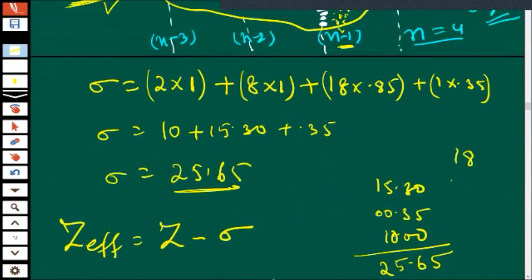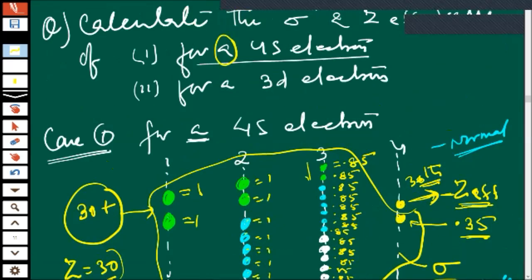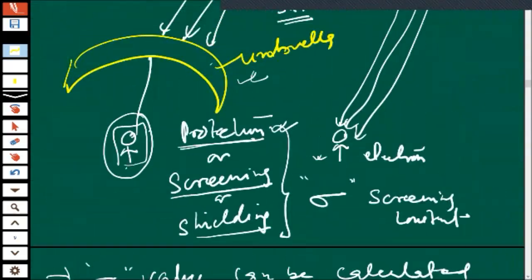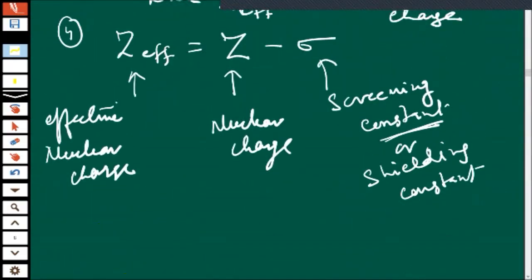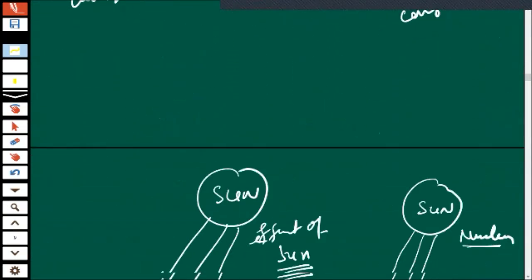If the effective nuclear charge increases, this electron will come closer to the nucleus and the atomic radius will decrease. This is the rule, but the condition is that the orbit number should be the same, because if the orbit number increases, the radius also increases. Let us see the next example.